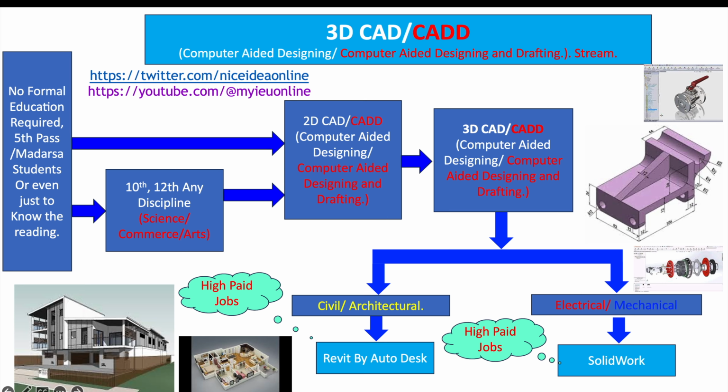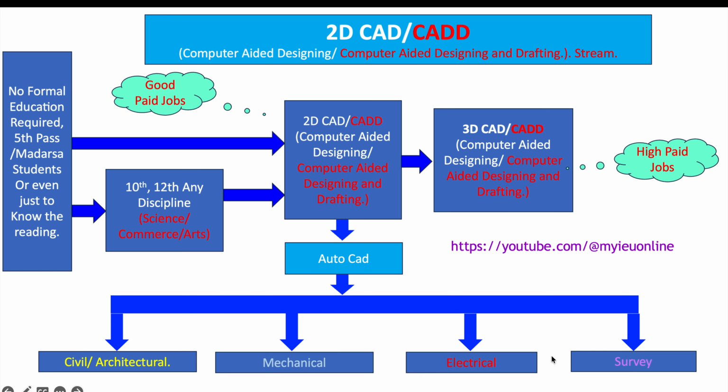It's very easy to make designs in this software. It's also very easy to operate and learn. In the same way, for electrical and electromechanical work, there is a specific software in the market known as SolidWorks. Now come to the next: AutoCAD 2D for civil, mechanical, electrical, and survey designing.